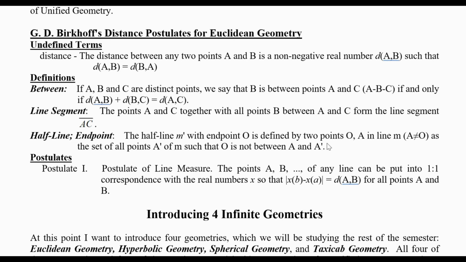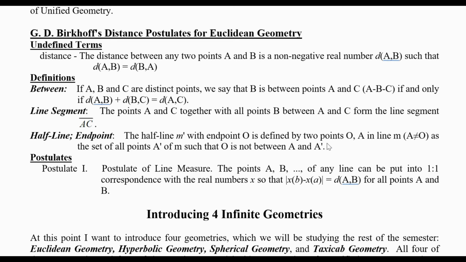A half line, or we'll call it a ray in our class, the half line M prime with endpoint O, is defined by two points O and A in the line M, A not O, so two different points, as the set of all points A prime of M such that O is not between A and A prime.